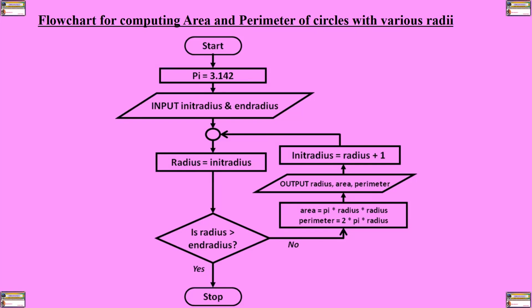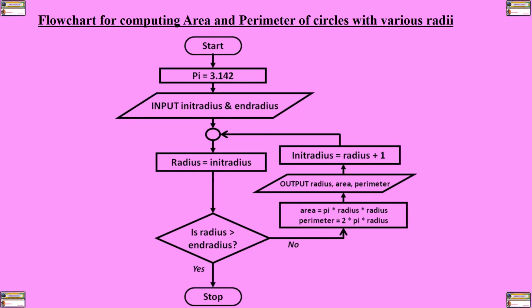We perform those actions, and that will continue until the value of radius is greater than the value in the memory location called end radius. In other words, I repeat, when will this loop terminate? This loop will terminate when the value in the memory location called radius will be greater.